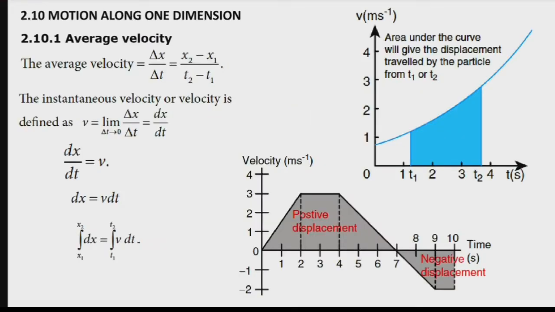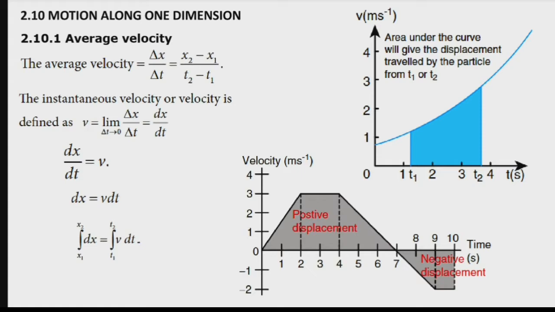The average velocity is equal to delta x by delta t, which is equal to x2 minus x1 by t2 minus t1. The instantaneous velocity, or velocity, is defined as v is equal to limit delta t tends to 0 of delta x by delta t, which is equal to dx by dt. So dx by dt is equal to v, and dx is equal to v into dt.